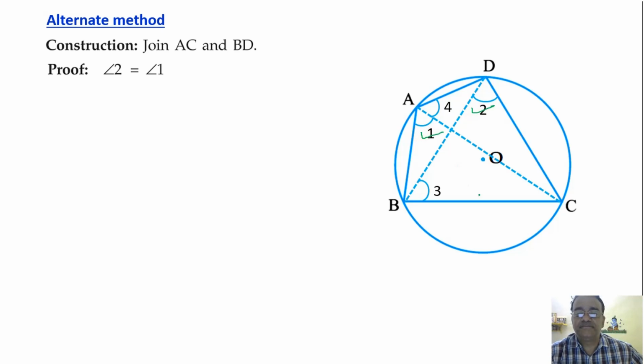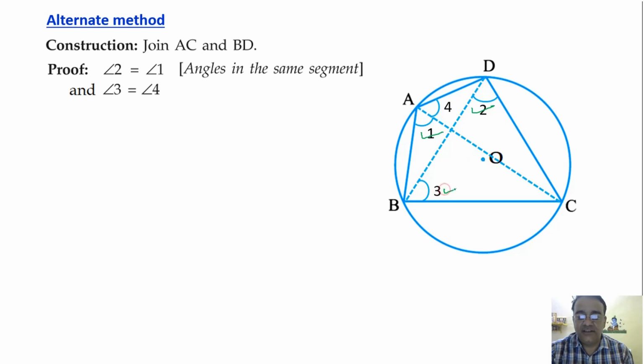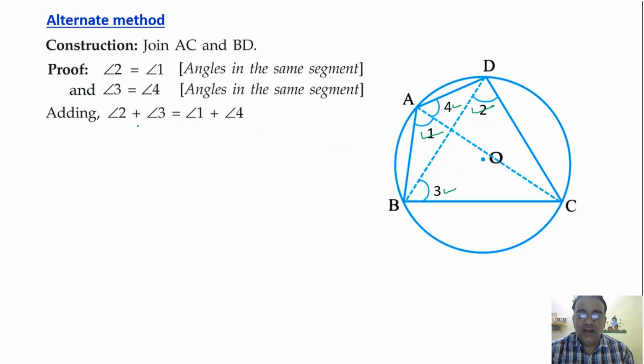Why? Because it's the same segment. Angles in the same segment. And angle 3 is equal to angle 4, again angles in the same segment. Now adding these two, we'll get angle 2 plus 3 is equal to angle 1 plus 4.